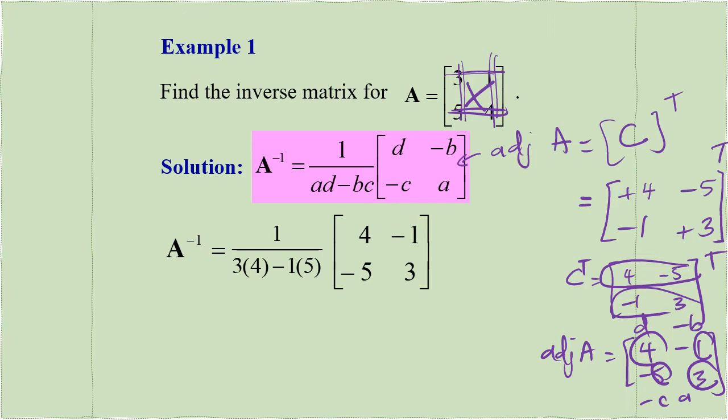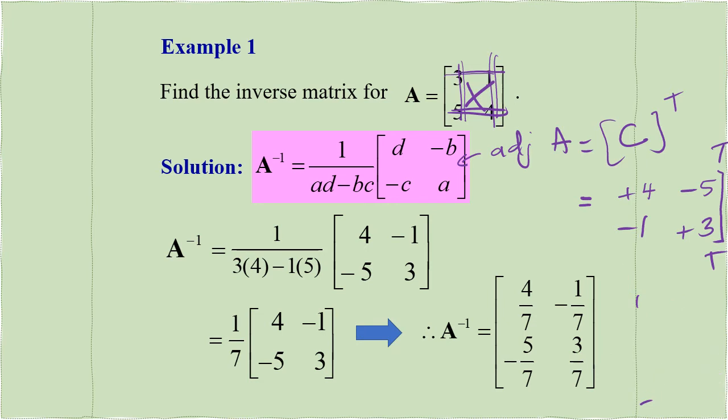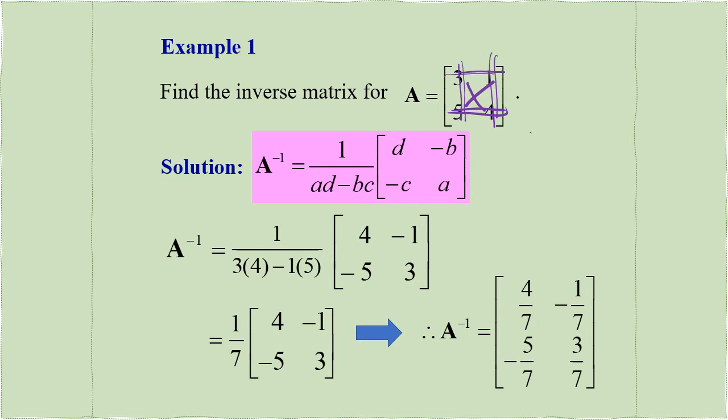So now we have the adjoint here: 4, negative 1, negative 5, 3. Now the determinant is equal to 12 minus 5, which is 7. So 4, negative 1, negative 5, 3 multiplied with 1 over 7. This is our inverse. For the final answer for the inverse matrix, we multiply the constant outside of the matrix into the adjoint of the matrix A. So we have 4 over 7, negative 1 over 7, negative 5 over 7, and 3 over 7.